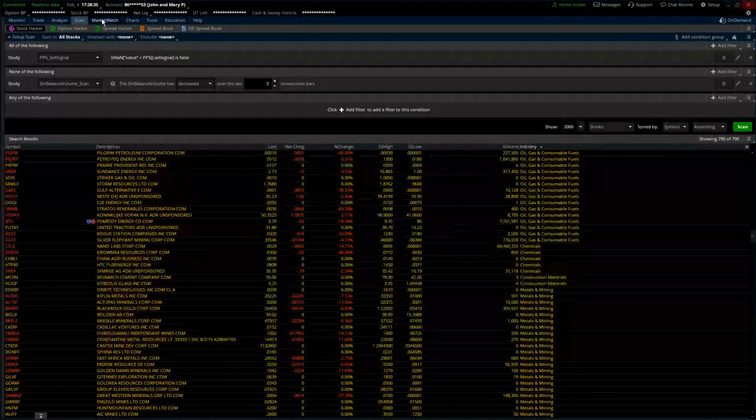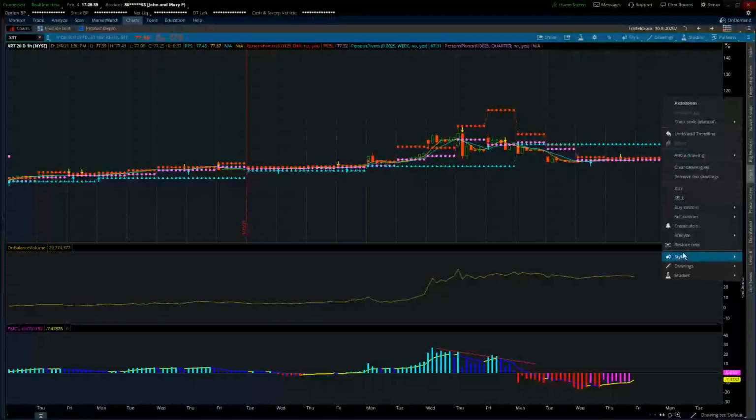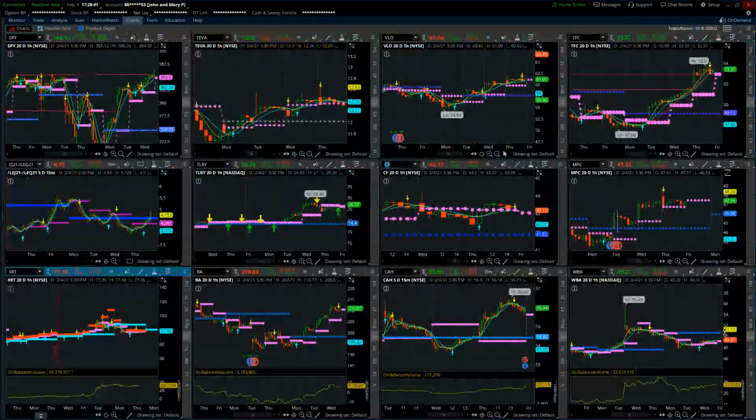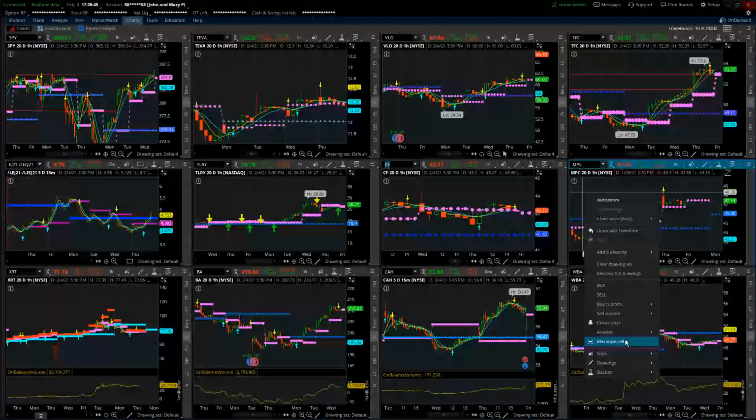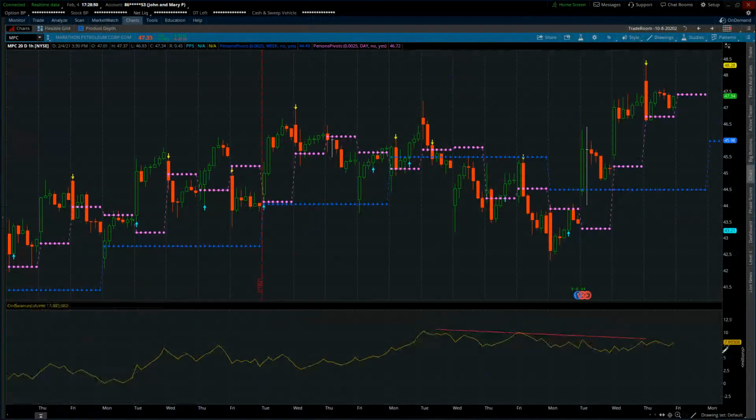So that's how I utilize the scans, how I look at my charts, how I've got my system set up. We have on balance volume. Here's Marathon MPC, another stock we were long. What's wrong with this picture? You already see me doing my analysis.